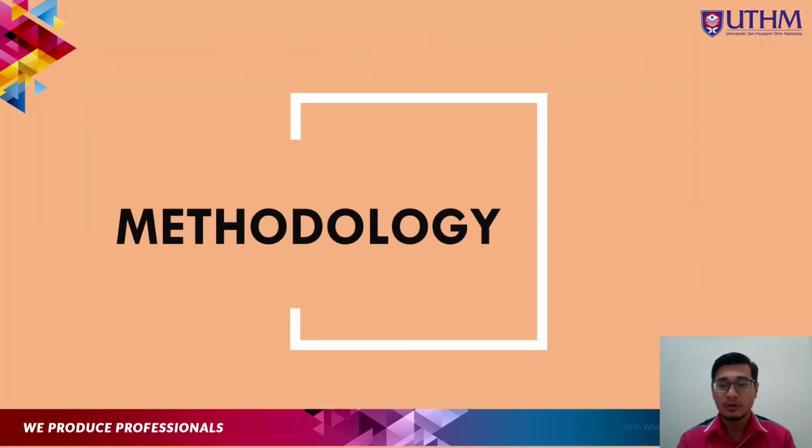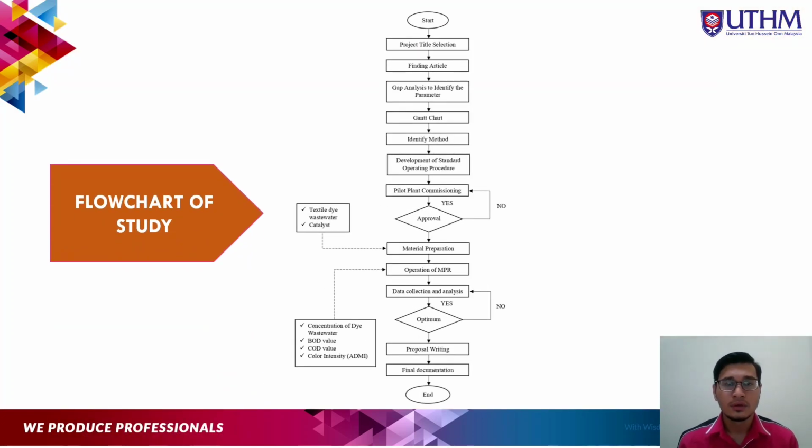Next is the methodology part. So this is my flowchart of this study. The first one, I start with the project title selection and then finding the articles. Next, I do the gap analysis, identify the parameters, make the Gantt chart, identify the method, and develop the standard operating procedure or SOP for MPR, then do the pilot plant commissioning. If it's approved, we move to the material preparation. If it isn't approved, we go back to the pilot plant commissioning.